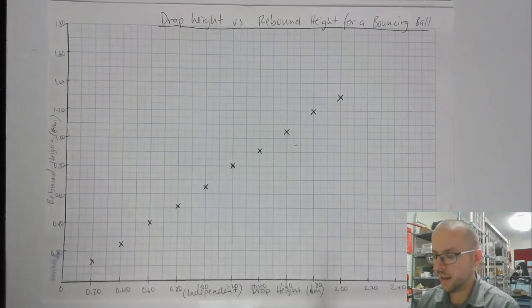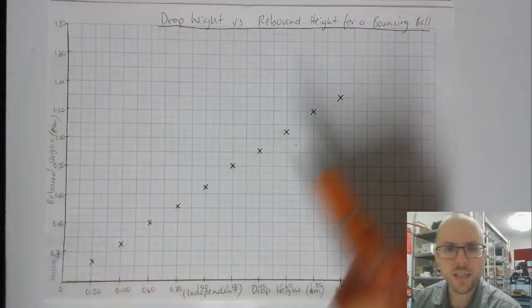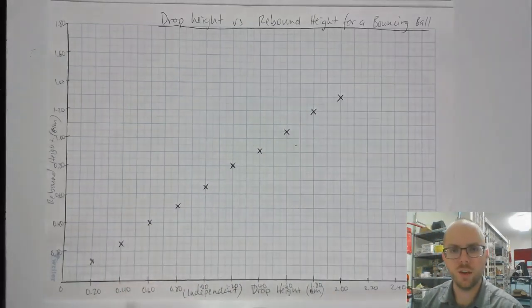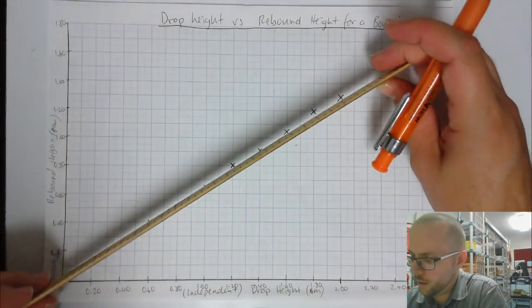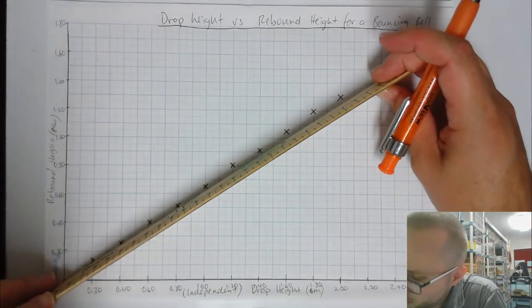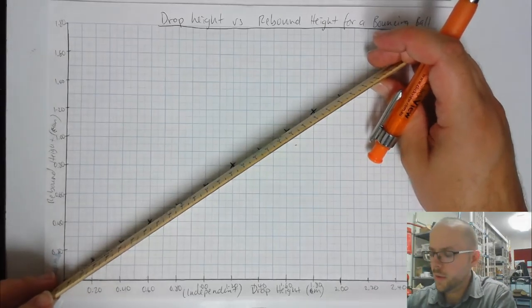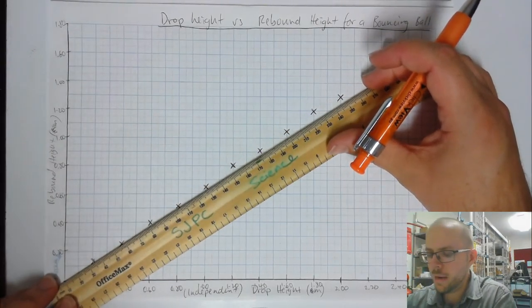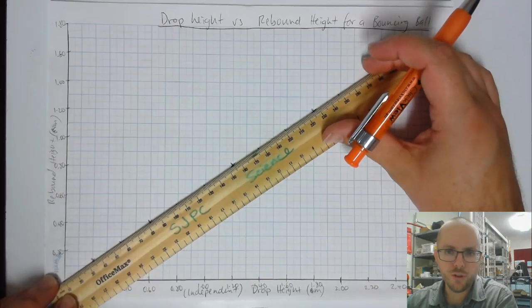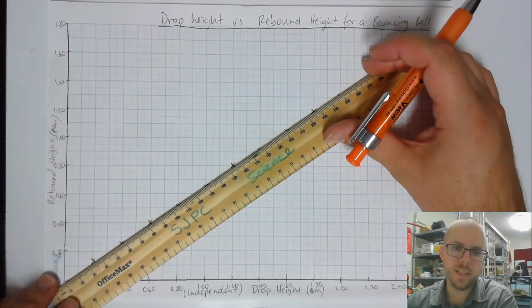So I want a straight line of best fit. A line of best fit will go as evenly as possible through the middle of the points that I've drawn. It's not joining dot to dot, it's using a ruler and doing a straight line that goes through these points. So I'm going to set it up, and it's going to look something like this. I'm going to make sure my line goes through 0, 0, because if I have a drop height of 0, I should also have a rebound height of 0. In terms of physical meaning, that makes some sense.